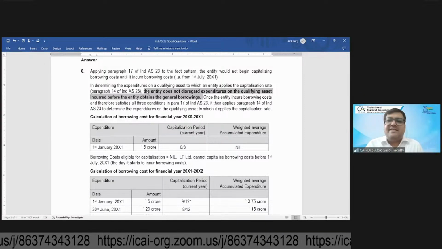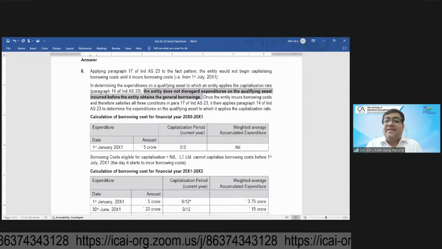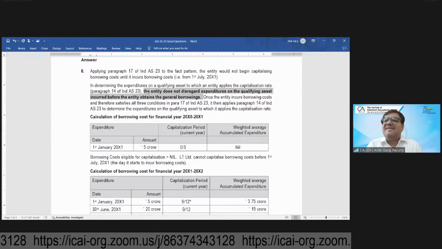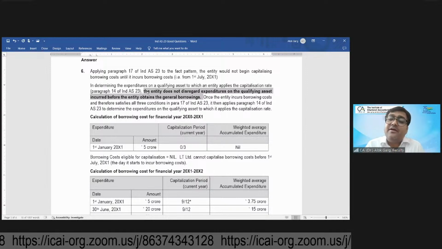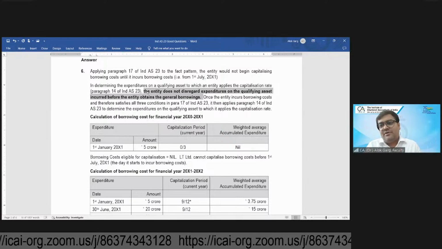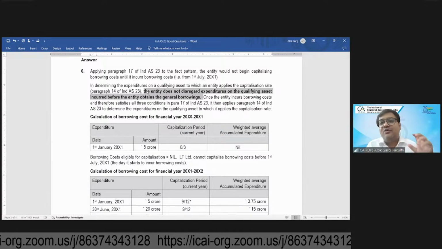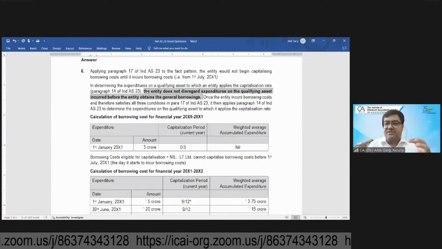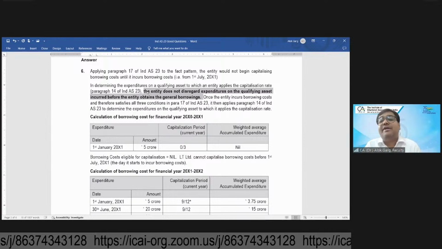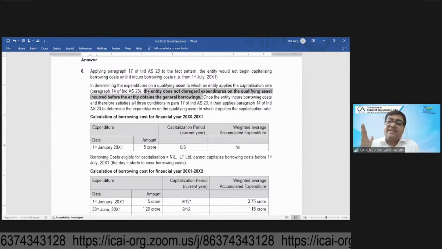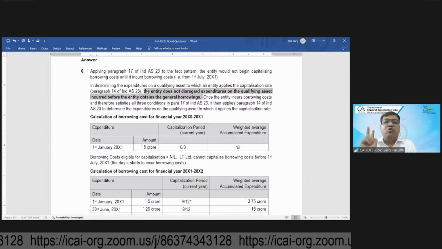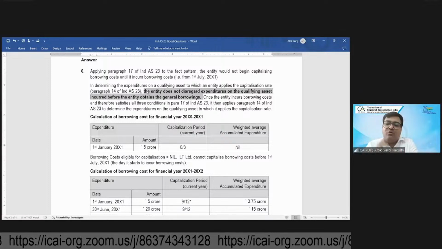So the standard says that while computing the borrowing cost to be capitalized by way of general borrowing, you cannot disregard the expenditure which has been incurred before taking the borrowing. You need to compute the weighted average accumulated expenditure after the borrowing has been made. So two learnings from this question.